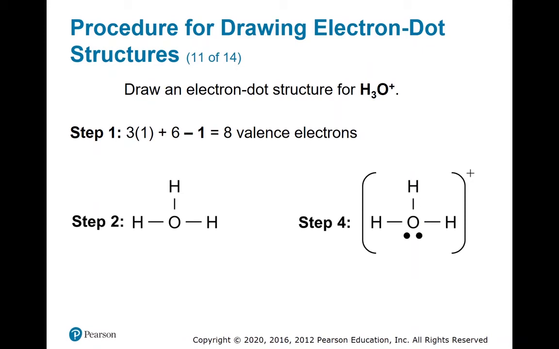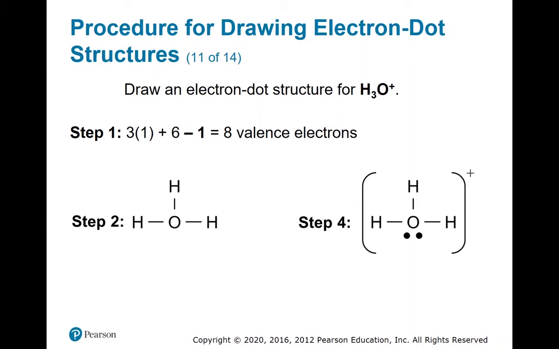So we can tell from our formula, H3O+, that this has a positive 1 charge. So it has 1 fewer electron than it would have if we just combined 3 hydrogens and oxygen and didn't add or remove any electrons. So the way we're going to count up the number of electrons is we have 1 from each of our 3 hydrogens. So 1 times 3 is 3. Oxygen has 6 valence electrons, so 3 and 6 is 9. And then we need to subtract 1 electron for our positive 1 charge. So 9 minus 1 is 8. So we have 8 valence electrons in this structure.